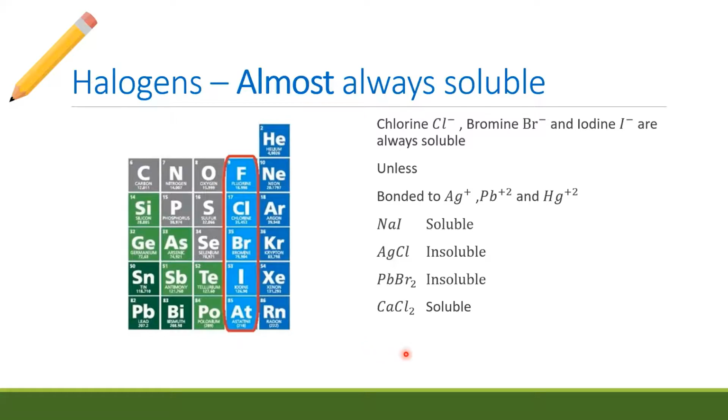potassium bromide, if it's, let's go with beryllium chloride, it's going to be soluble. It's only if you hit Ag, Pb or Hg. That's when you need to worry.